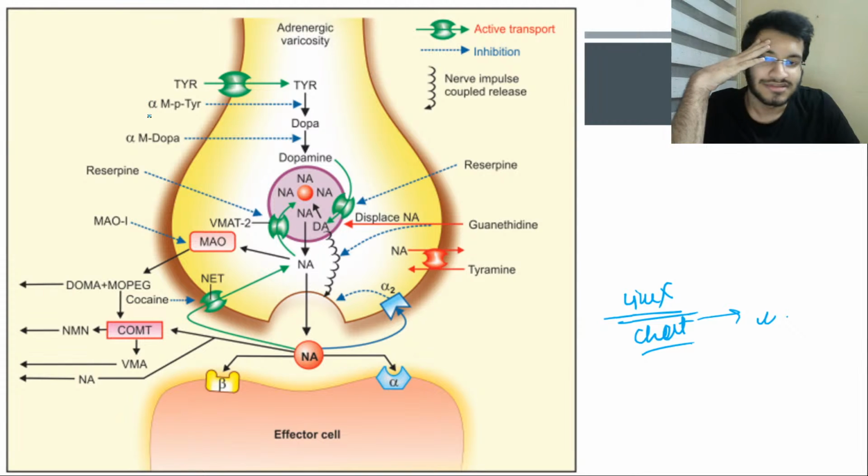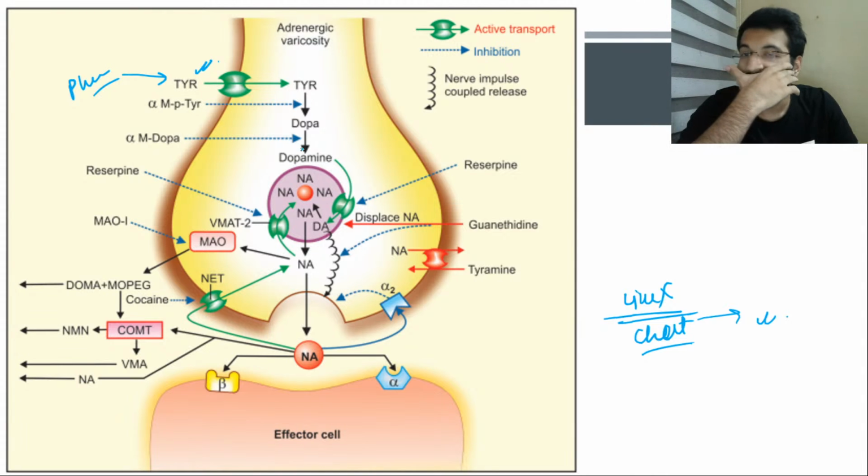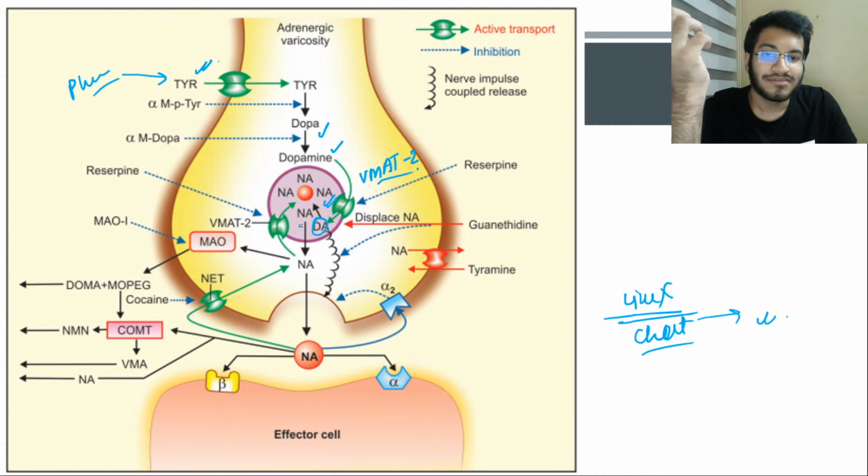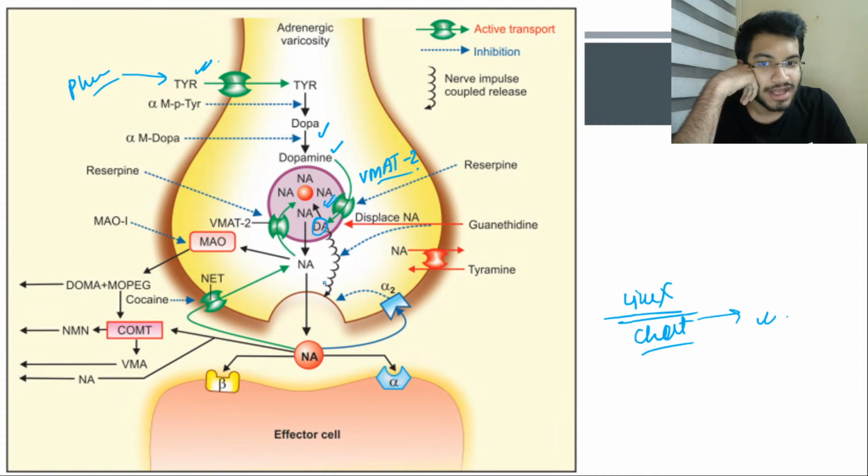Then also, let's just jump towards our topic. So tyrosine comes here. The primary step is phenylalanine, then it is converted to tyrosine. Tyrosine is converted to dopa. Dopa converts to dopamine. Dopamine enters the vesicle through the vesicular transporter, VMAT2, right? And this dopamine is converted to Na. Na will go outside by exocytosis.